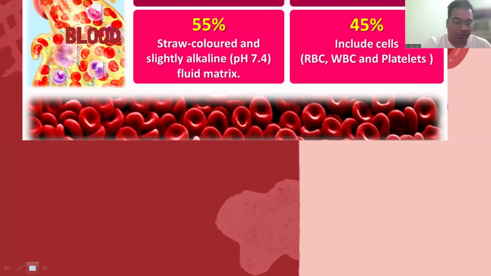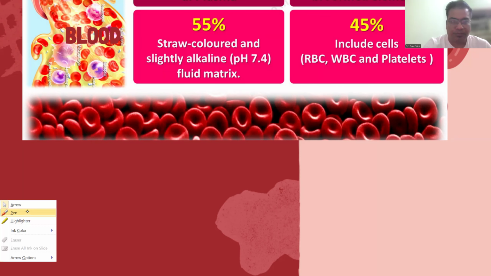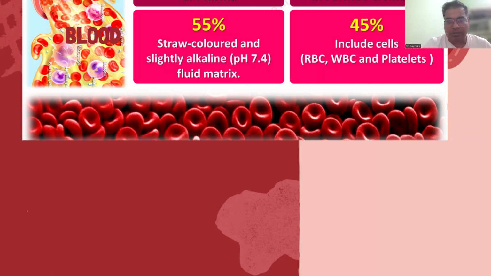Now, the blood portion. It has two important components. The first one is the fluid portion, which is the plasma. It constitutes about 55%. It is straw colored, slightly alkaline, and has a pH of around 7.4. The formed elements or the cellular portion cover around 45%, in which there are three cells: WBCs, RBCs, and platelets.